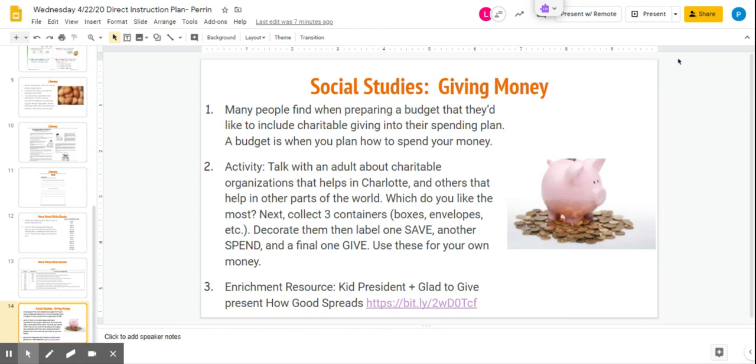Next, collect 3 containers, boxes, envelopes, etc., whatever you want. It can also be just a plain piece of paper. Decorate them and label one save, one spend, and one give. And you can use these for your own money to help you know what to do with money. Also, there's a video down here I'd like you to watch. It's Kid President, and he's talking about how to give.